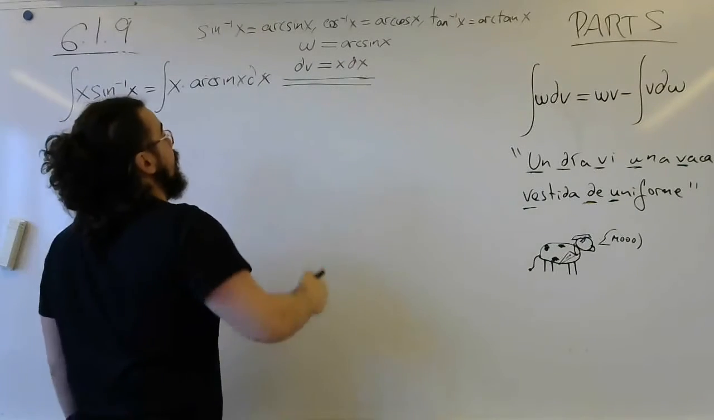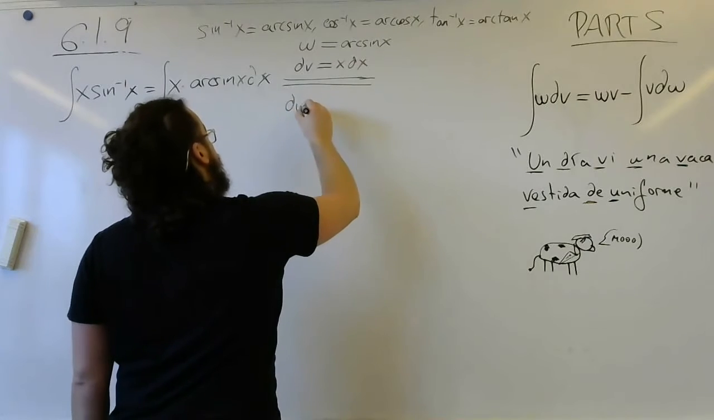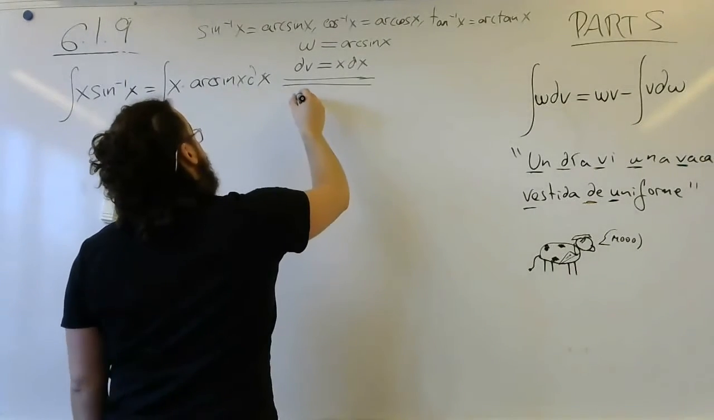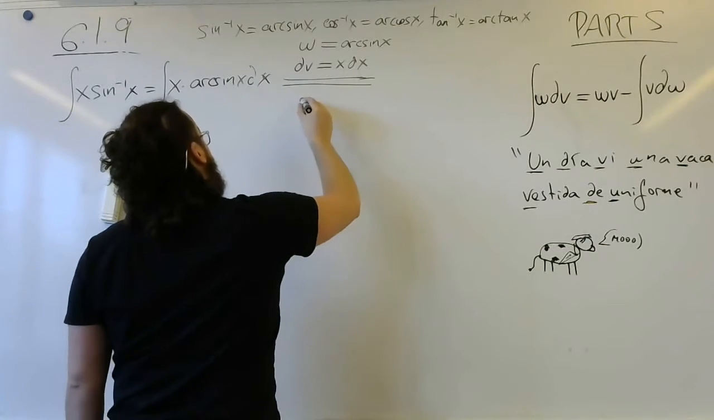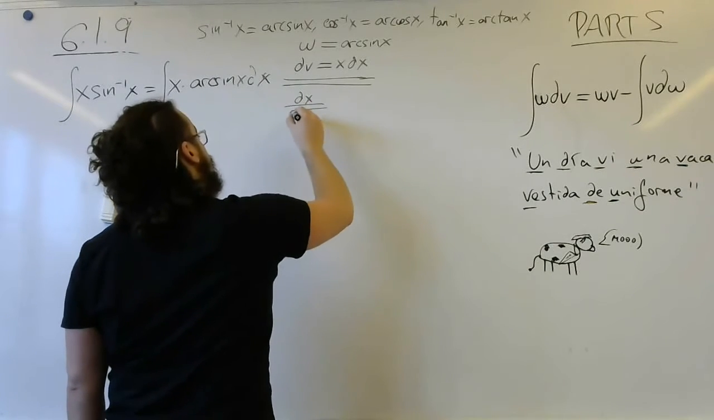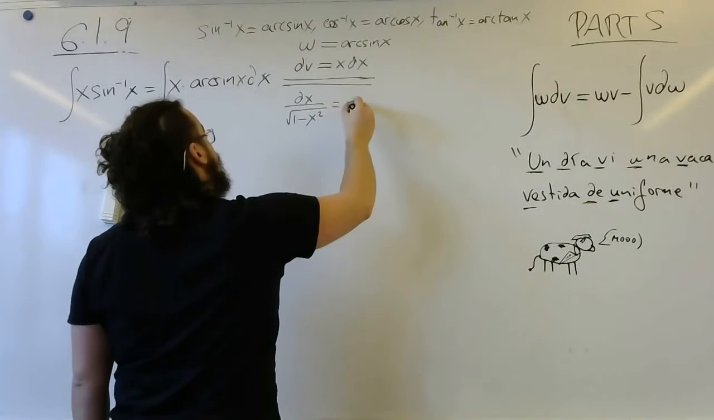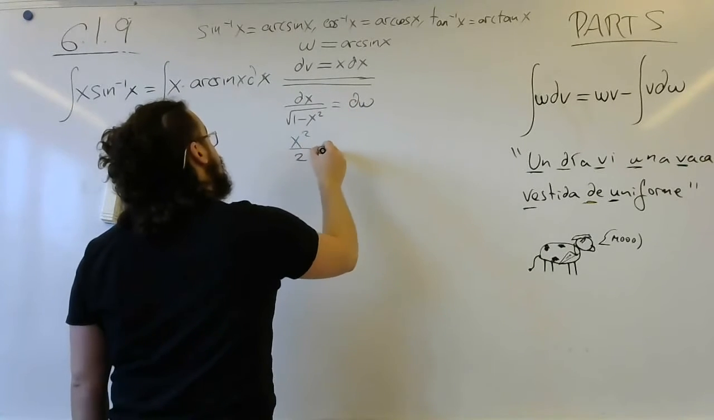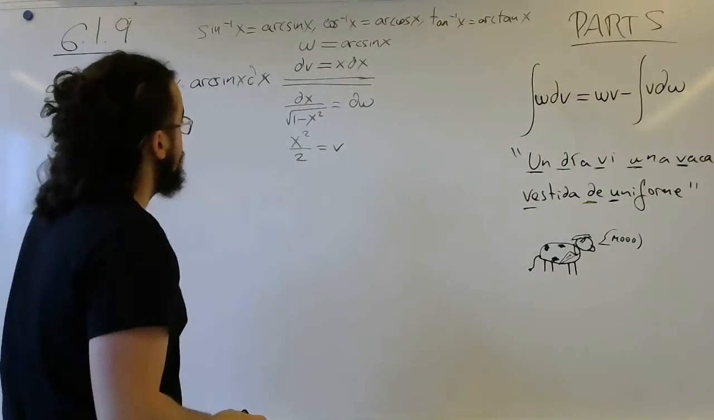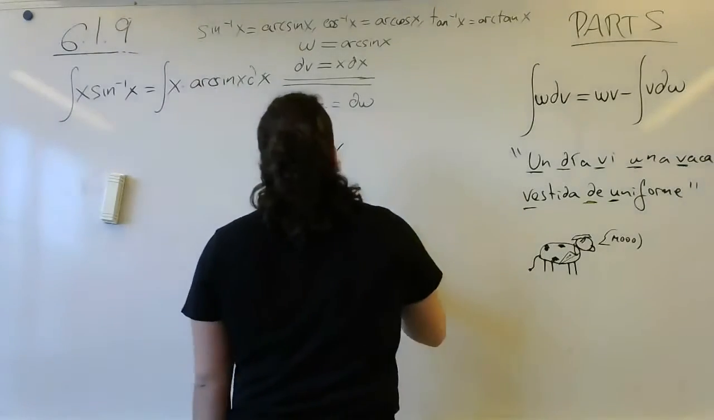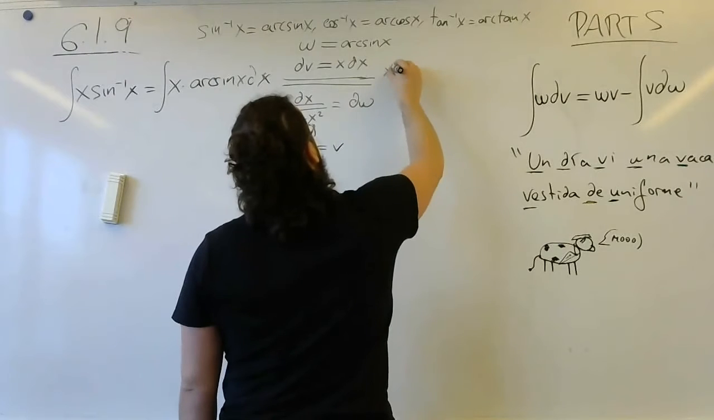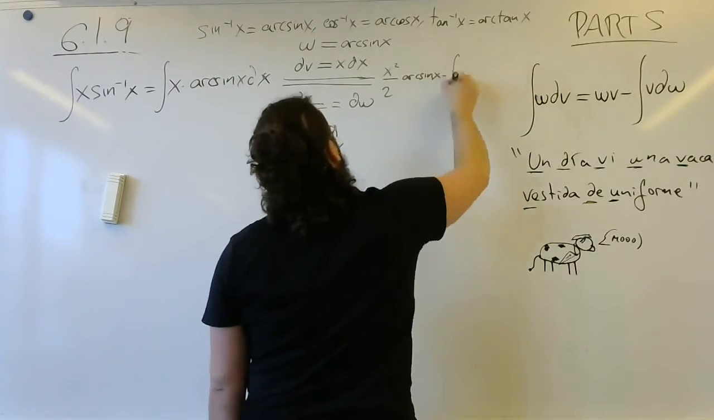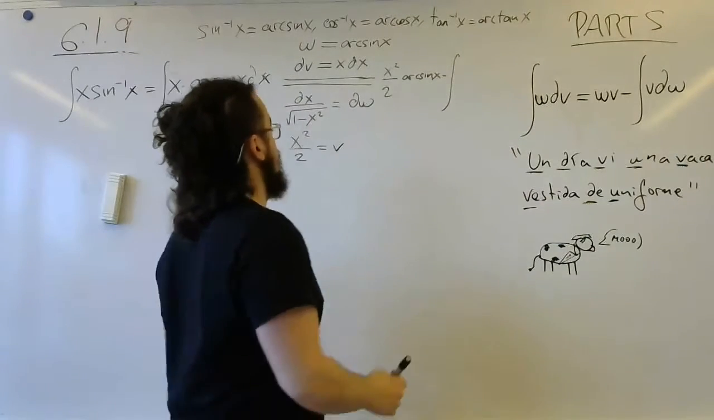Now, by derivating this, differential of w is differential of x over square root 1 minus x squared. And from the other side, we have x squared over 2 is v. So this integral by parts is x squared over 2 arc sine of x minus the integral of this thing right here.